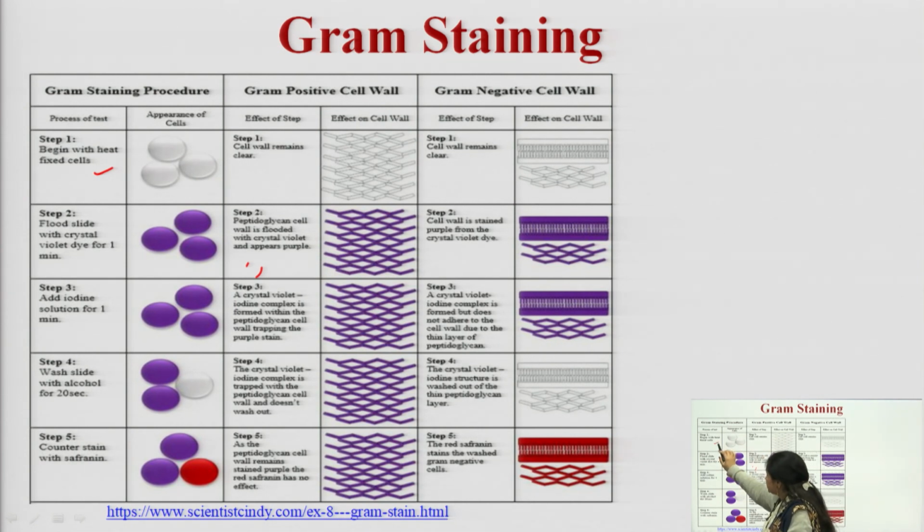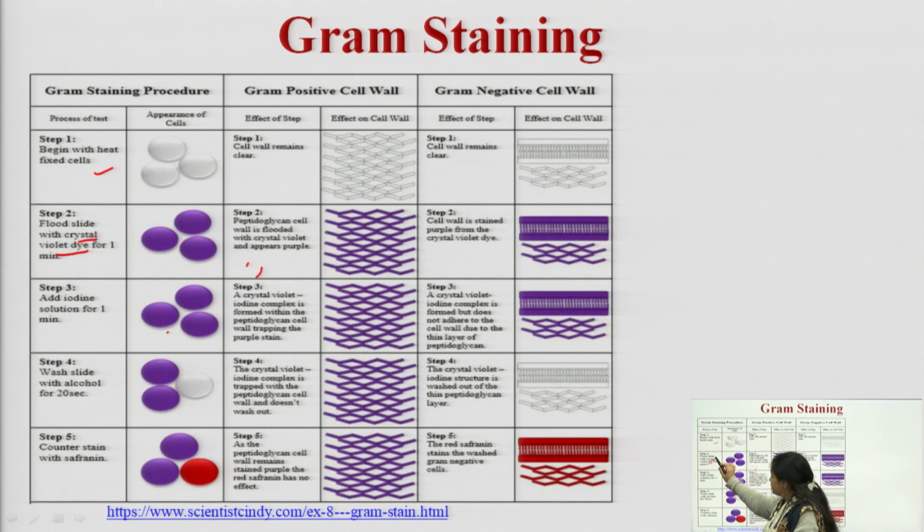Once you have fixed the bacteria, you have to add the primary reagent. First heat fix, second add the crystal violet. Crystal violet is the primary stain which you add onto the slide, and it is always violet in color. Once you put the crystal violet over the slide, the bacteria will absorb that reagent and appear violet.